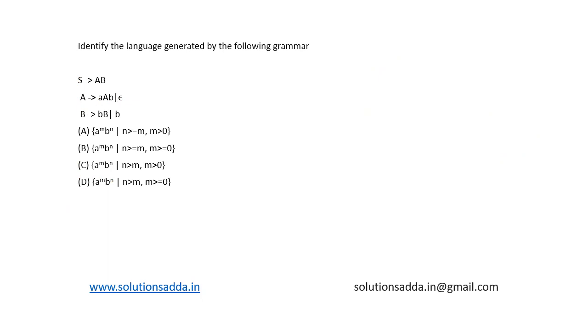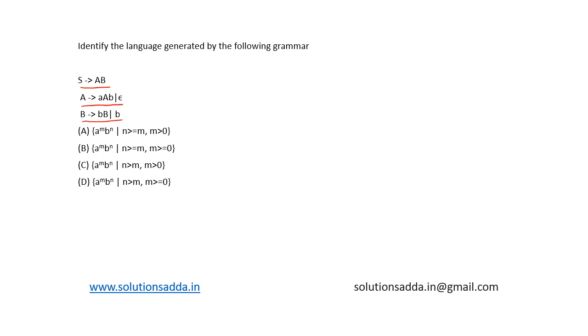This is a question from theory of computation. Identify the language generated by the following grammar. We are given a grammar with productions S derives AB, A derives AA, a or epsilon, B derives BB or b. And let's see the options.